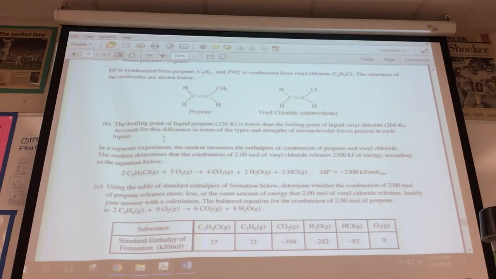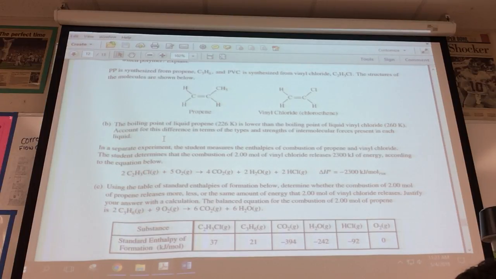So why would the boiling point of liquid vinyl chloride be greater than that of propene? Which molecule is polar covalent? Vinyl chloride. So propene has what IMFs? LDF only. Vinyl chloride has LDF and dipole to dipole. The fact that vinyl chloride has both, especially with dipole to dipole being stronger than LDF, gives rise to a higher boiling point. A higher temperature is required in order for the substance to go from liquid to gas.